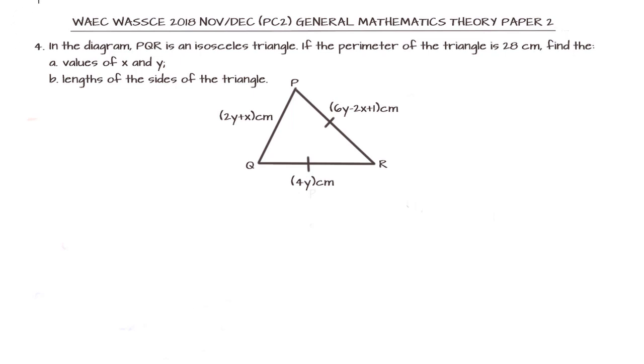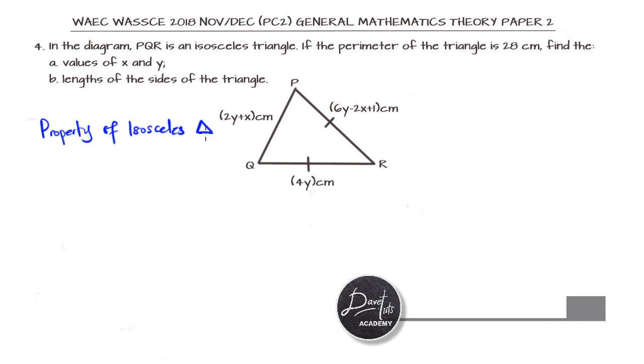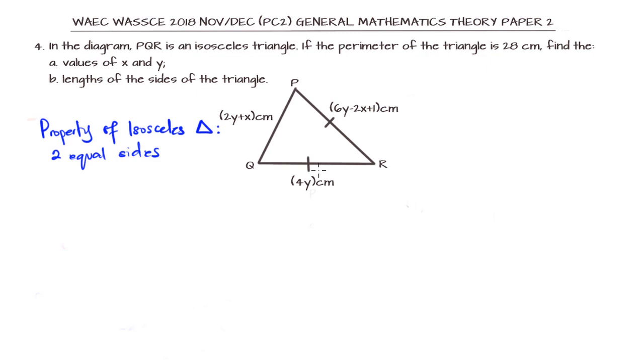Our question number 4 is on an isosceles triangle in which you are given the perimeter to be 28 centimeters, and we are to find the value of x and y and the length of the sides of the triangle. Now, when we're talking about an isosceles triangle, a major property that we need to note that will help us in solving this question is that two sides of the isosceles triangle are always equal. And here, those are the sides that were notched in the diagram.